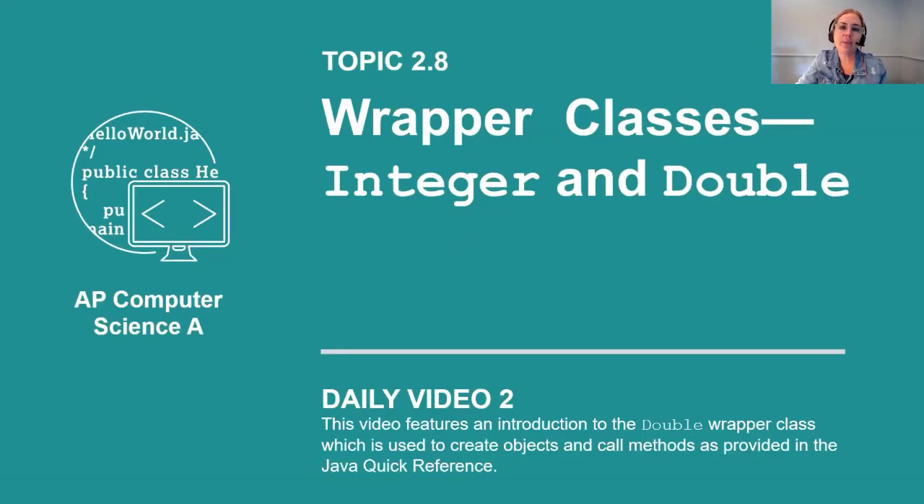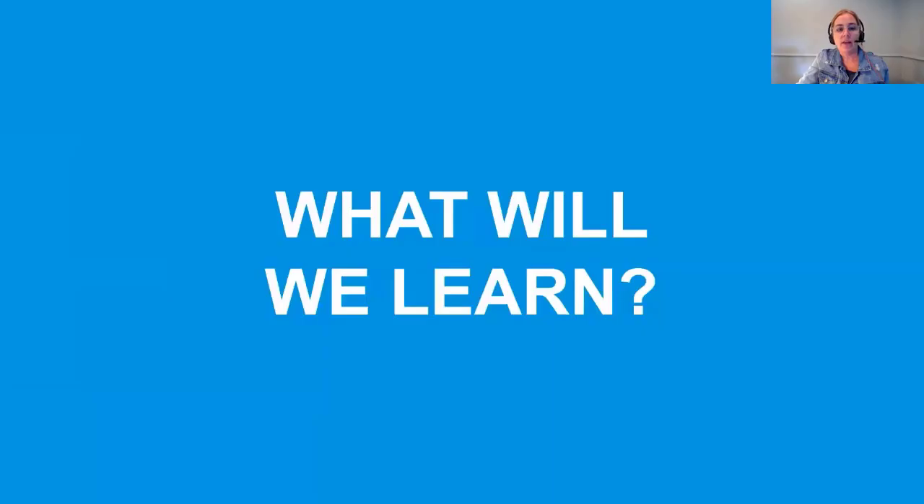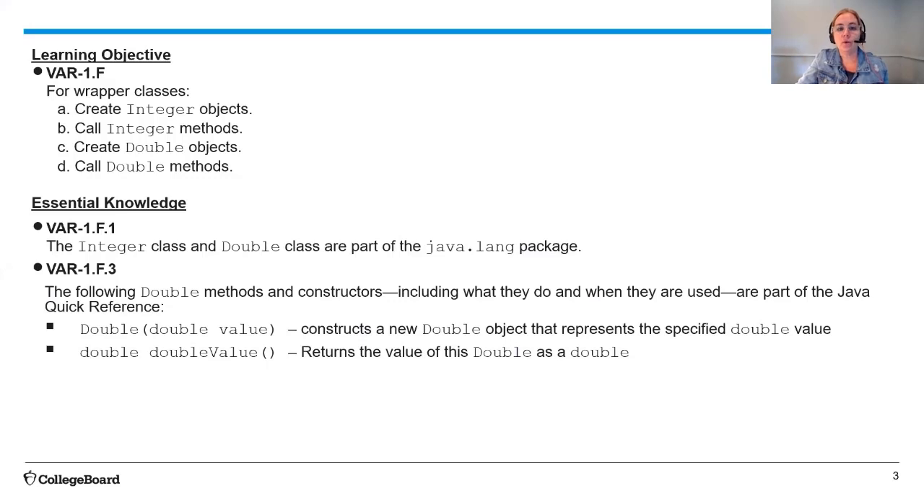Welcome back for topic 2.8. We are going to talk in this video about the double wrapper class. Remember in the last video, I introduced to you the fact that we have wrapper classes, and in the CSA Java subset, we've discussed in these last few lessons, we're provided both the integer class and the double class. Let's look at what we're given for double.